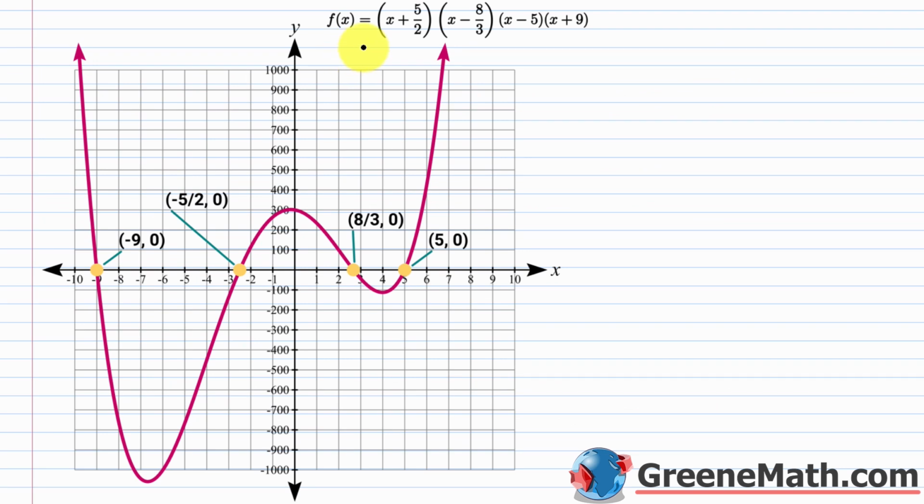So this is our f of x equals the quantity x plus 5 halves times the quantity x minus 8 thirds times the quantity x minus 5 times the quantity x plus 9. This is your x-intercept that's negative 9, 0, your x-intercept that's negative 5 halves, 0, your x-intercept that's 8 thirds, 0, and then the final one, your x-intercept that's 5, 0. So you have an interval where you're less than negative 9, between negative 9 and negative 5 halves, between negative 5 halves and 8 thirds, between 8 thirds and 5, and then anything greater than 5.